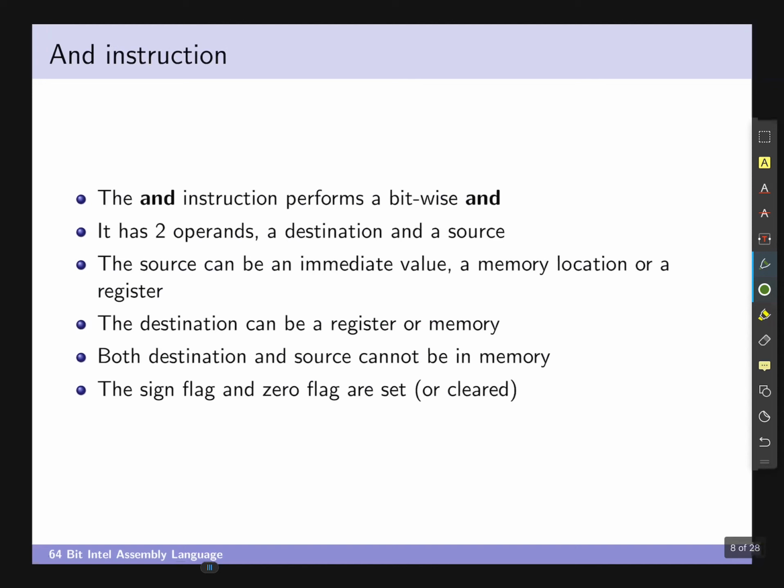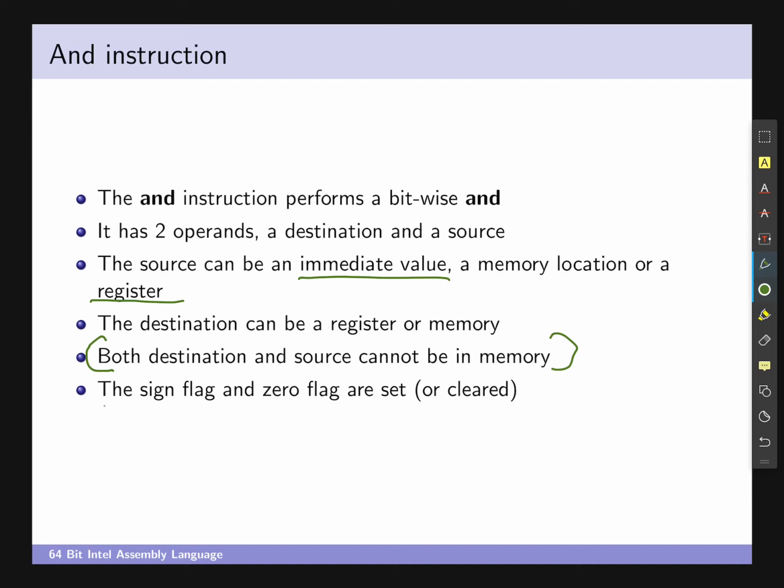So how do we use the AND instruction in assembler? Well, unlike NOT, it has 2 operands, a destination and a source, where the right-hand operand is going to be your source and your left-hand operand is your destination as normal. And your source can be either an immediate value, so a constant, or a memory location, or it can actually be a register. The destination itself can either be a register or a memory, but as with our previous instructions that had 2 operands, both the destination and the source cannot be in memory. Okay, so I cannot have an AND with 2 things that are actually in memory. One of them at least has to be in a register.